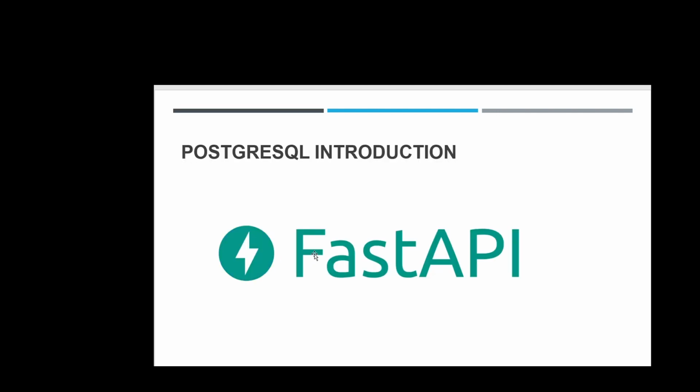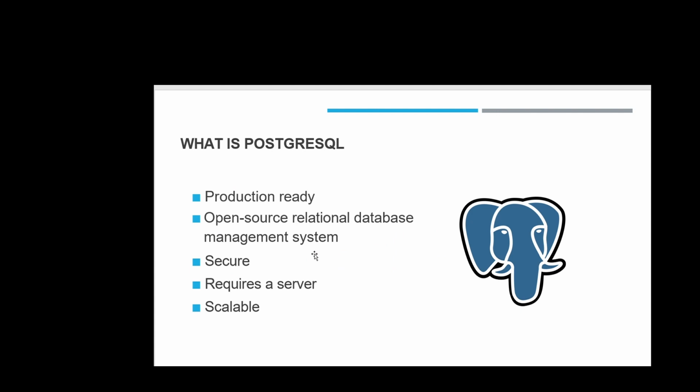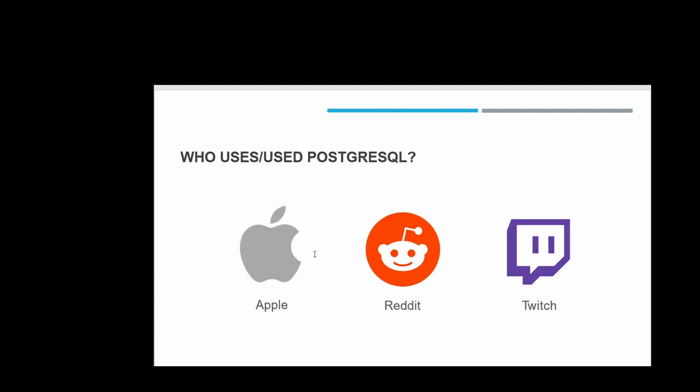PostgreSQL is the other thing we're going to talk about. It has the elephant logo. It is also production ready, open source, secure, requires a server, and is also scalable. These are the two main famous database management systems that companies usually use. In the case of PostgreSQL, Apple, Reddit, and Twitch are using it, and it also has a very big community. You can search a lot of things, you can Google, you can use Stack Overflow. There are a lot of articles for MySQL and PostgreSQL if you have some problems.